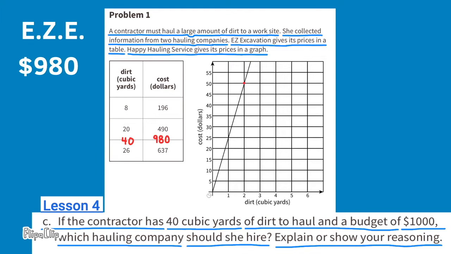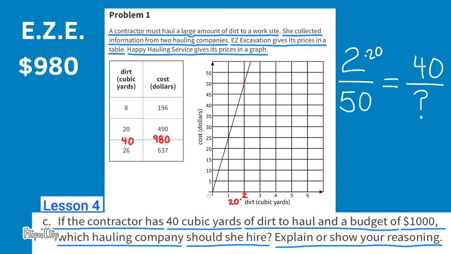Let's look at the graph for Happy Hauling. If hauling 2 cubic yards of dirt costs $50, then hauling 40 cubic yards of dirt would cost 20 times that amount. Since 2 times 20 equals 40, and we have to haul 40 cubic yards of dirt. Since we multiplied cubic yards of dirt by 20, we need to multiply the cost in dollars by 20.